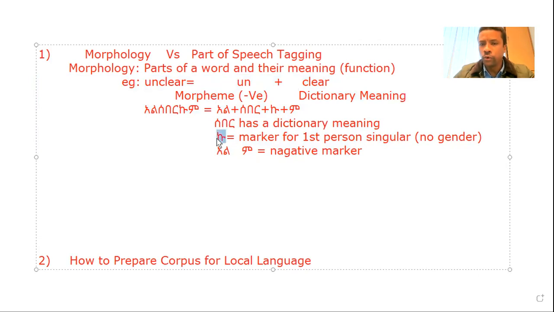The morpheme ku has a function of showing that the subject is first person singular neuter, and the morphemes al and m from both sides are negative markers for Amharic. So doing such kind of analysis is what we call morphology.